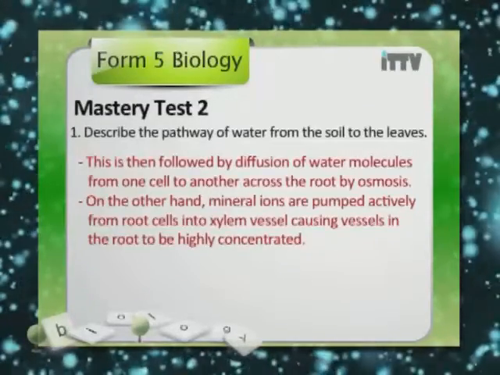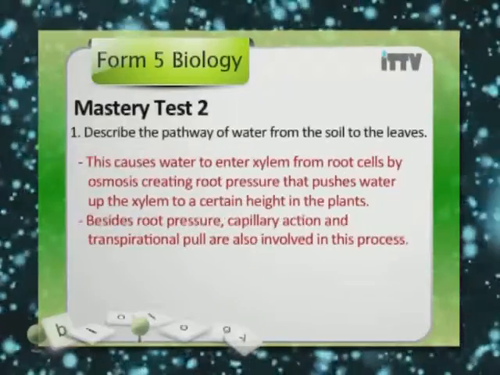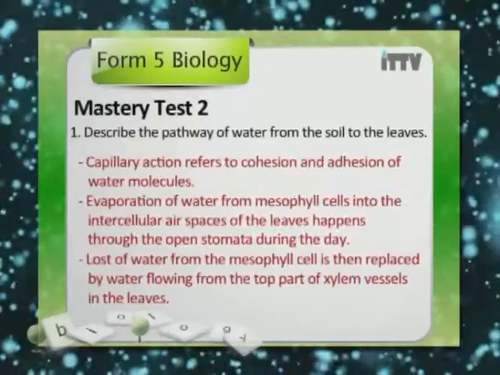On the other hand, mineral ions are pumped actively from root cells into xylem vessels, causing the xylem vessels in the root to be highly concentrated. This causes water to enter xylem from root cells by osmosis, creating a root pressure that pushes water up the xylem to a certain height in the plants. Besides root pressure, capillary action and transpirational pull are also involved. What is capillary action? Students should write that it refers to cohesion and adhesion of water molecules.